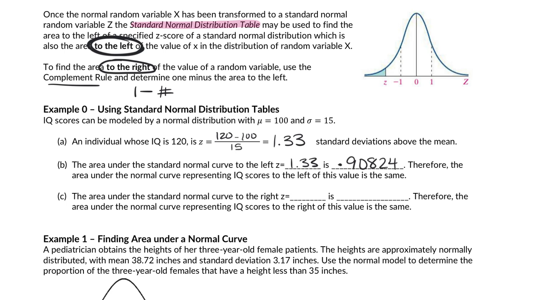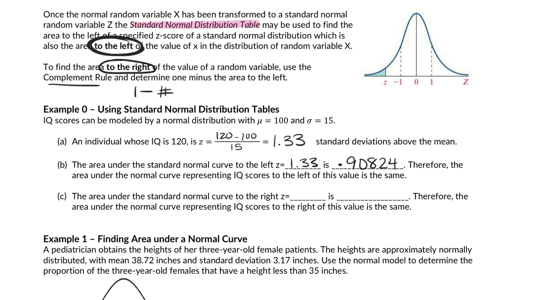That number, 0.90824, is the area underneath the standard normal curve to the left of this z-score. Therefore, the area under the normal curve representing IQ scores that has not been normalized is the same. So even though this is really only for when the mu is 0 and the standard deviation is 1, we can apply it to our situation because it's been normalized.